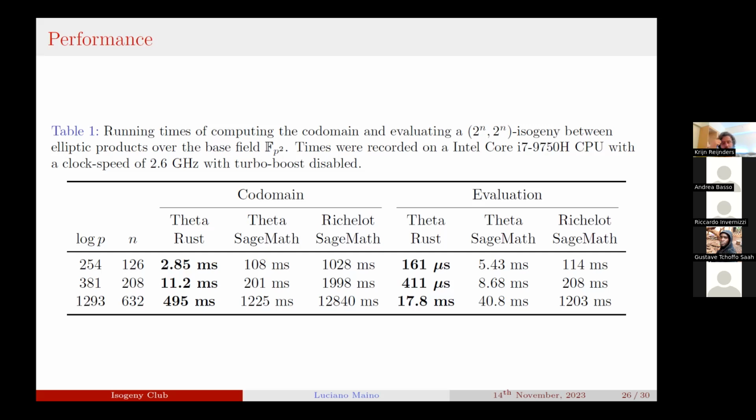Check. So my question is, let's say I want to do a 2^n-2^n isogeny F, and I want to evaluate it on 2 points. Well, I guess computing the codomain would take 2.85 milliseconds, and then is the 160 microseconds additional, or could I do this separately after computing F? Yes, you can do that separately after computing F, and that's what is done in FESTA. Ah, well, okay, impressive.